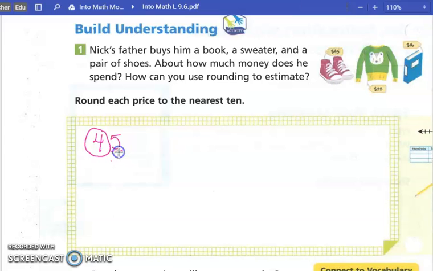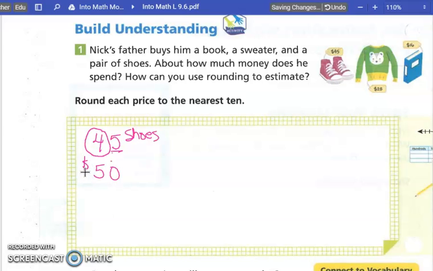The circled one is the place value we're going to round. The one we underline is the one that's going to tell us if we bump that place value up or down. So we said if it's 5 or greater, we're going to bump this up. So this now becomes what? 50. And we put a 0 in our ones place, right? Because we're rounding to the nearest 10. So this was the shoes. So the shoes are now estimated to be $50.